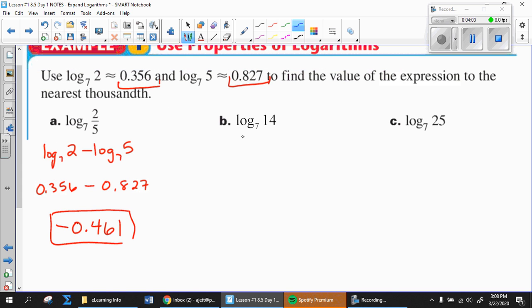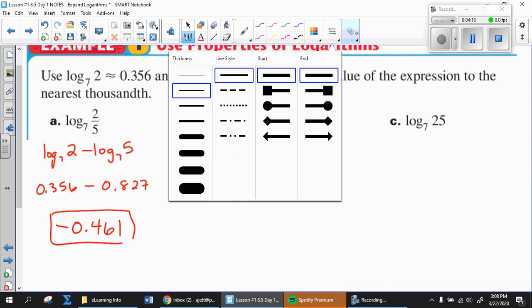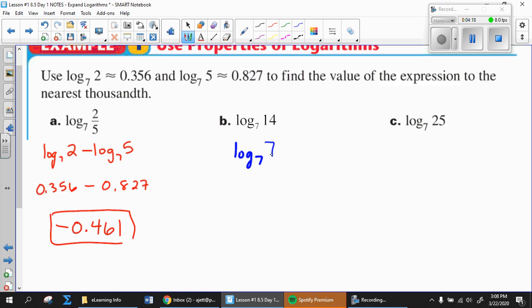Okay, so now, again, we want to rewrite these problems using these numbers up here. And so if I look at this, there's this number that I don't have here, but we talked about this a while ago, what is log base 7 of 7? We know that equals 1. And so really, I can use this and rewrite this as 7 times 2 because I have log base 7 of 2 up here. And we know what log base 7 of 7 is.